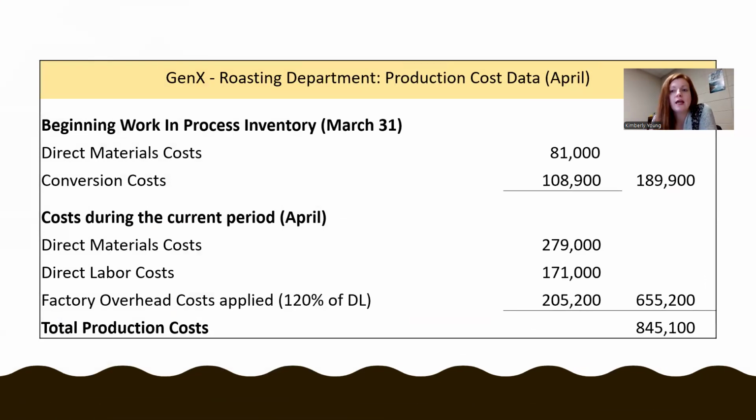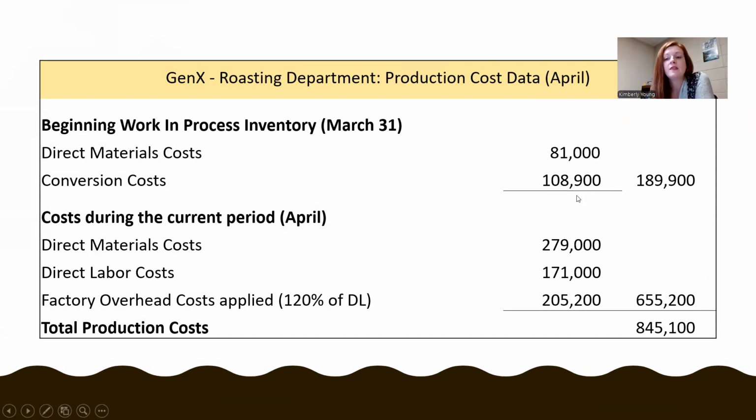So here's where we take the different amounts. Beginning work in process, this is what we ended March with. We had the direct materials cost of 81,000 and the conversion cost, which we haven't put all the conversion cost in yet, of 108,900. So total in those 30,000 units that we started April with, we had already put in almost $190,000. That is a lot of money for trail mix.